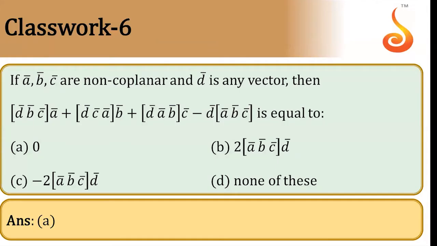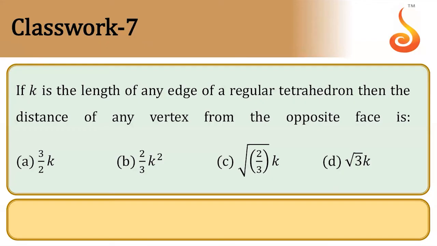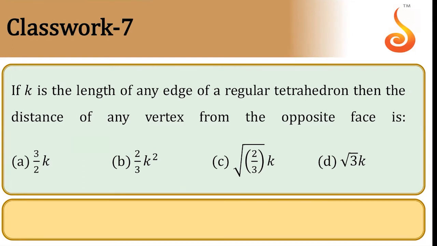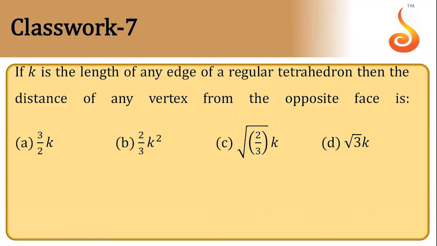Next, this also we did previously. K is the length of the edge of a regular tetrahedron. Then the distance of any vertex from the opposite face. If you want, I'll explain this question once. It's already done previously. See the right answer, this is the answer.